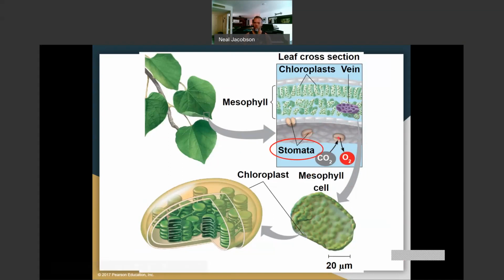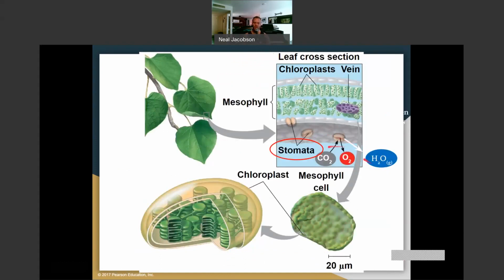Now there's one more molecule that the plant is primarily concerned with losing. The reason that these structures don't stay open all day long, the reason that they're gates and they regulate when they open and close, is because of this right here, is water. The water molecule will diffuse and will spontaneously evaporate and transpire out of the stomata.